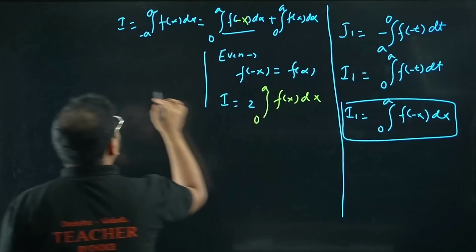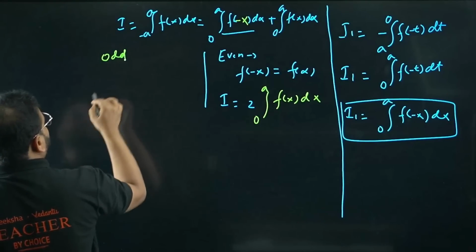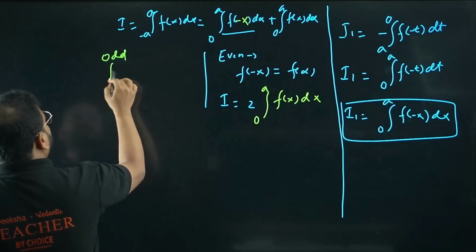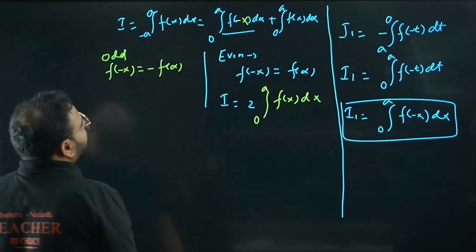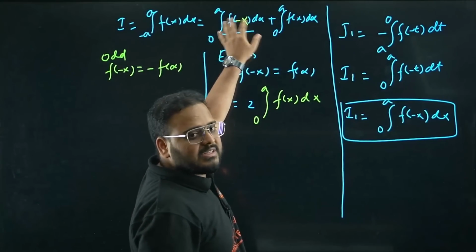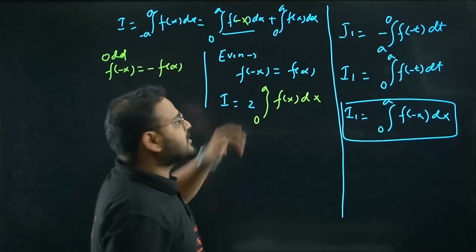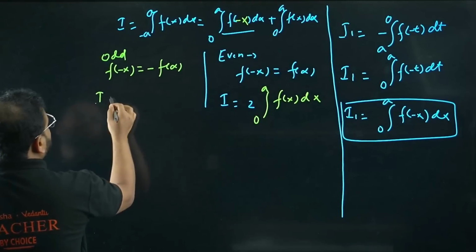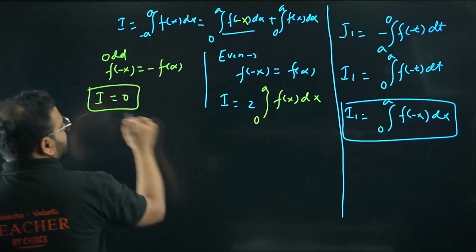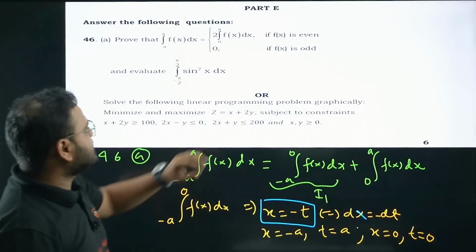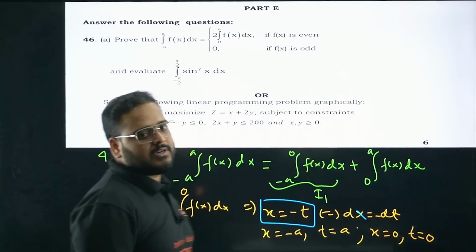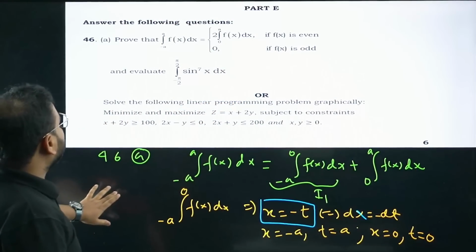But in the case of odd function, what happens, bacha? When f x is odd, f of minus x will become, sir, minus f of x. So what I'll have? I'll have a negative sign over here. So plus minus will become, bacha, 0. So integration I will become, sir, 0. Please check. Done. First part is proven, even and odd. Done. All right. What we have next now?